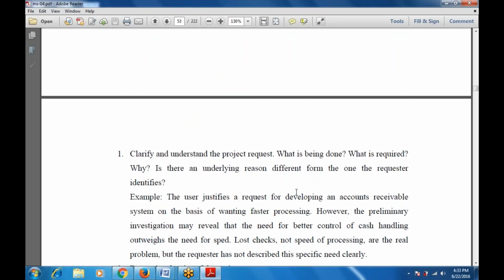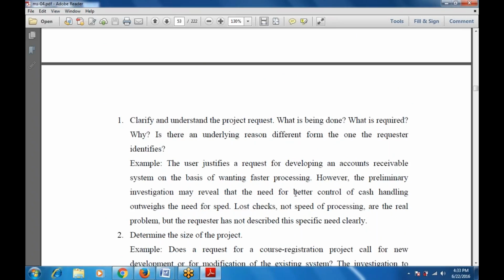For example, the user justifies the request for developing an accounts receivable system on the basis of faster processing. However, the investigation may also reveal that there is a need for better control of cash handling, and that when there is a processing problem, there is a real speed problem that the requester had not specified clearly. So first is to clarify and understand the project request.